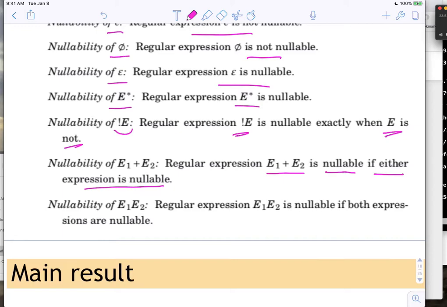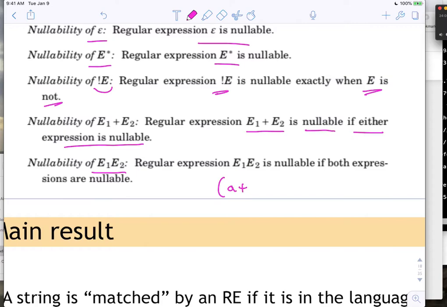E1 may have epsilon in its language, so there's an epsilon path through E1, but E2 may not have epsilon in it. So for instance, let me give you an example. (A plus B) star followed by (A plus B). Let us pretend this is our hard example we are staring at. This is E1, this is E2. Is E1 nullable? Yes. Is E2 nullable? No, so you get blocked there. So when you do the concatenation, you're not passing through entirely.